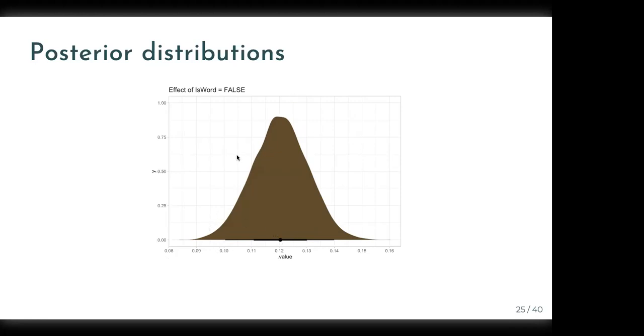So you see again that the effect of is word equals false is between 0.1 and 0.13 at 95% credibility or probability, because that's the 95% credible interval. And you get the median again at 0.12, which is exactly what you saw in the model output. So again, the most important bit here is that we are not talking about individual point estimates, but about entire probability distributions.